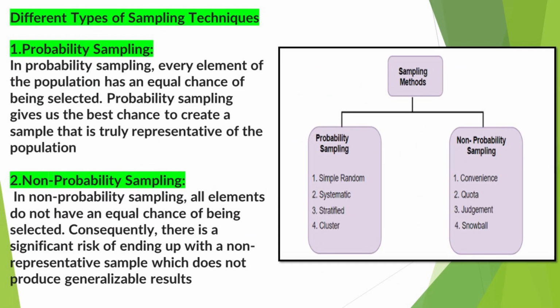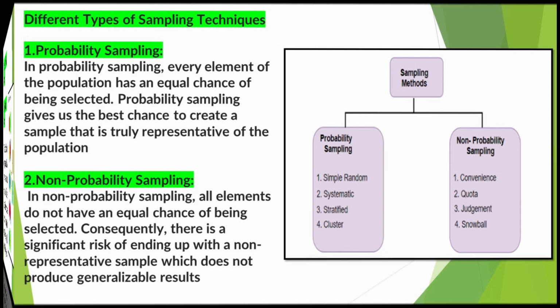Let's cover probability sampling and non-probability sampling on a very high level, as it was covered in the first part of the video, whose link will be provided in the description. You can go through that. So in probability sampling, every element of the population has equal chance of being selected, whereas in non-probability sampling, all elements do not have equal chance of being selected. Now let us go through the different types of probability sampling first.